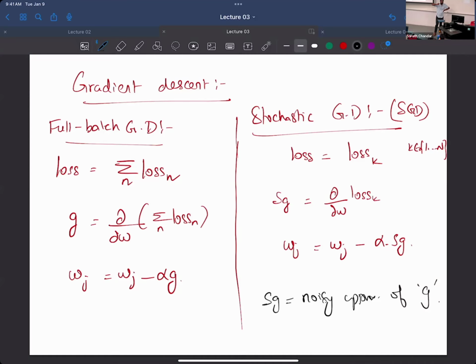Stochastic gradient descent would actually take a million steps before full gradient descent takes one step for a million examples, right? It's actually moving for every example, not just waiting for the whole data set to be completed and then taking a step. Question?